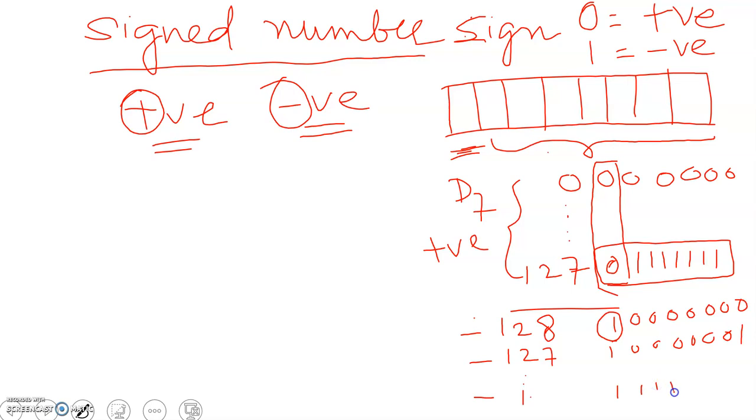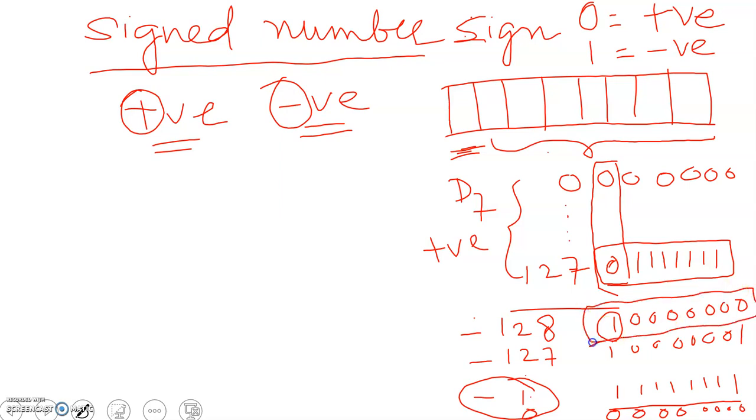till we get minus 1, and minus 1 would be all ones. This would refer to the number minus 1. And 0 will be all zeros, so 0 is neither positive nor negative. So this is the basic concept of signed numbers, and these are the negative numbers.